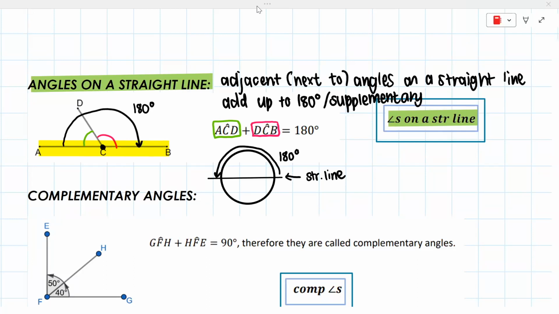Remember, guys, that sideways L means angles. STR means straight. We're just abbreviating it. Remember, mathematicians are quite lazy, so there are often abbreviations that we use. So angles on a straight line. Again, angles next to each other, or adjacent angles on a straight line, must add up to 180 degrees.